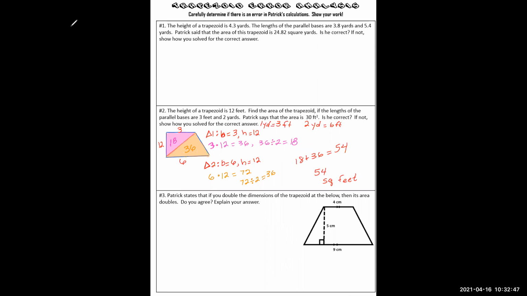All right. Now we're going to look at the next trapezoid, number three. This one was very tricky. Some people were looking at this like, what in the world? And that's okay. Let's go over it. It says that Patrick states that if you double the dimensions of the trapezoid below, then its area doubles. Do you agree? Explain your answer.